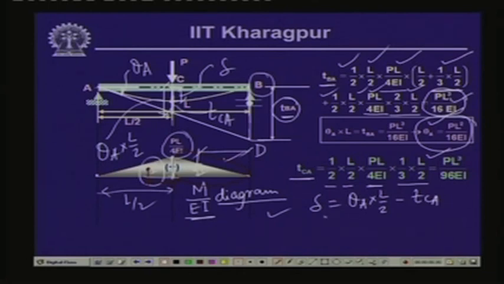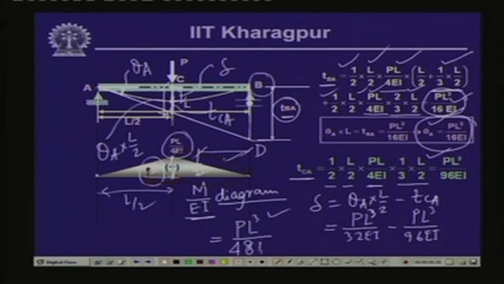Now, theta A, as we have seen, is equal to PL square by 16 EI. So, this is PL cube by 32 EI minus PL cube by 96 EI. If we compute this, it is going to be equal to PL cube by 48 EI, and we have seen earlier that the maximum deflection in a simply supported beam subjected to a concentrated load at the center gives us the value of PL cube by 48 EI.